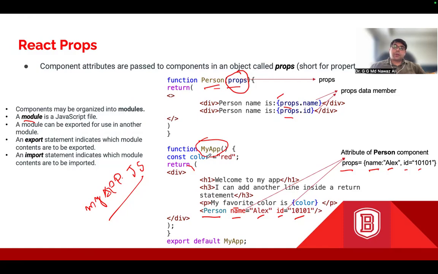The export can be a default export. For example, here this is your default export. It can also be a named export. For example, you can say function and then you just write export person, okay. This is called a named export, okay. And then you also need to import it in another file wherever you are going to use this component, okay. All this we'll see in our next lecture with VS Code, okay.